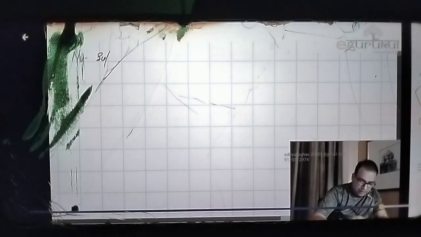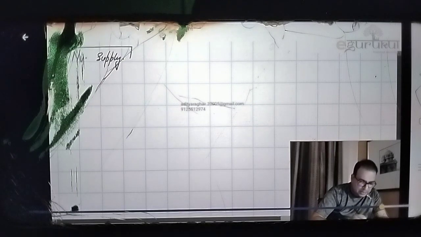Nerve supply. Another important part on which questions are asked, but this is something which we have already discussed. So much is with our time delay, guys.